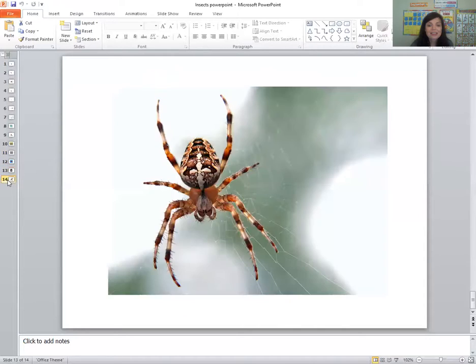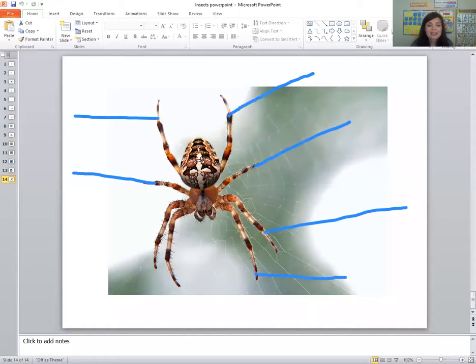Here we go. Is it an insect? What do you think? Let's count the legs to be sure. 1, 2, 3, 4, 5, 6, 7, 8. The spider has 8 legs. But how many legs did we say an insect has? An insect has 6 legs, so a spider is not an insect after all.